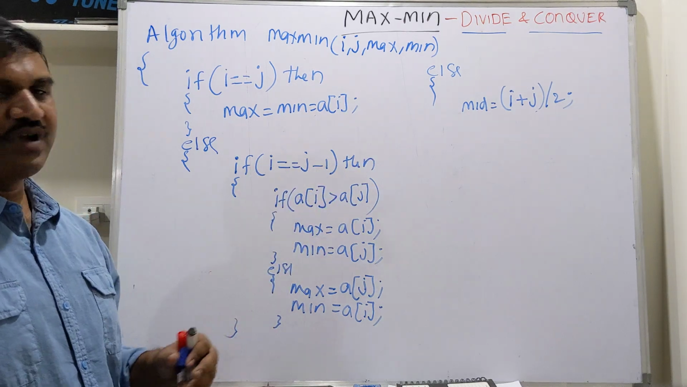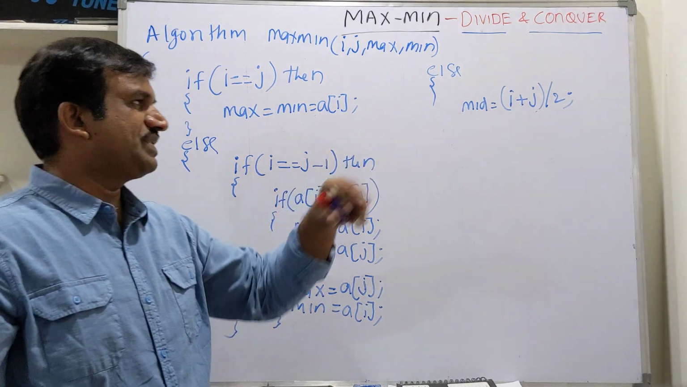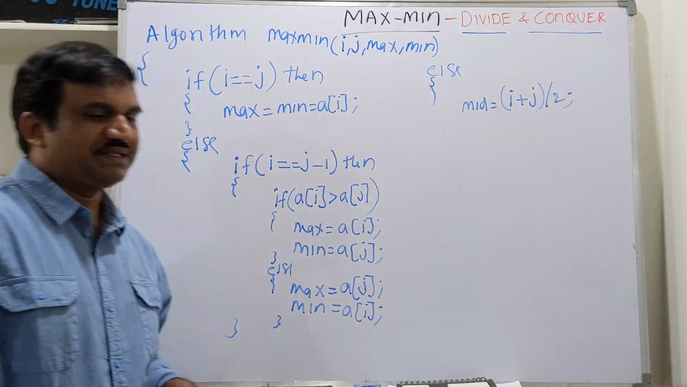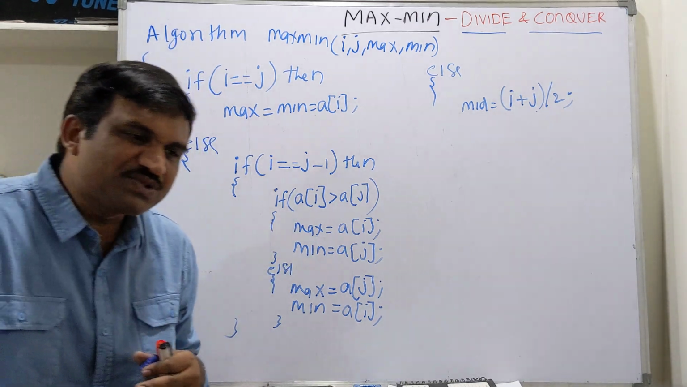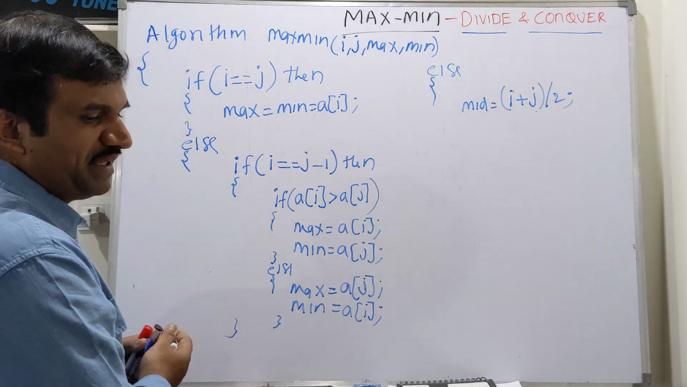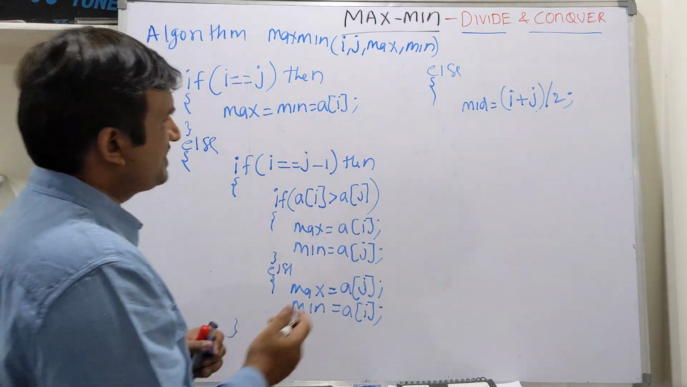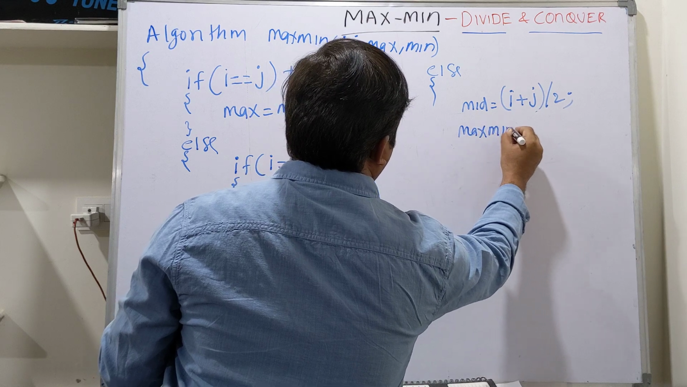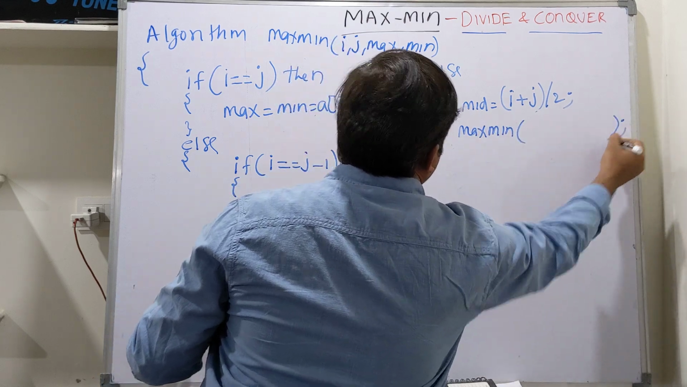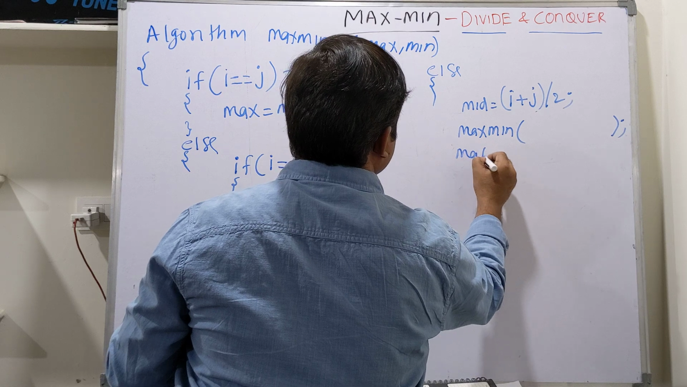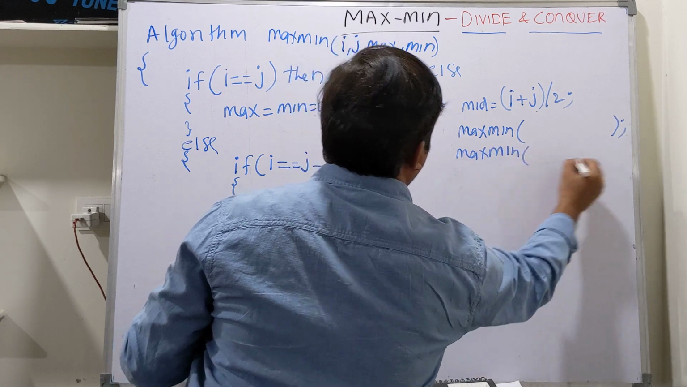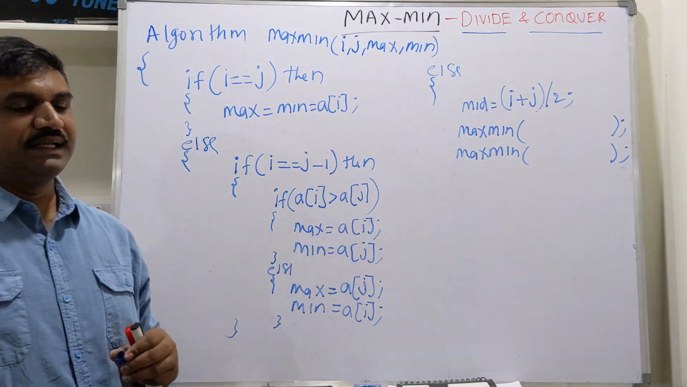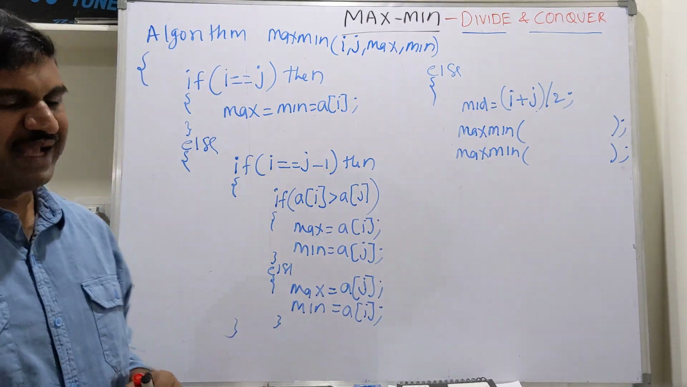Then what will you do? You have two pieces now. I plus j by 2 will give two pieces. From i to mid, one piece, and from mid plus 1 to j, another piece. So what will you do? Simple. Max min of the first piece, max min of the second piece. Is that clear? So how will you solve max min of the first piece?